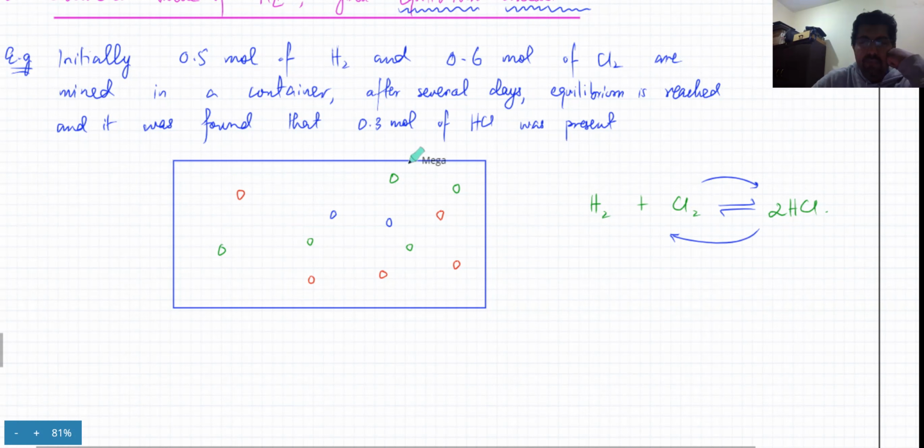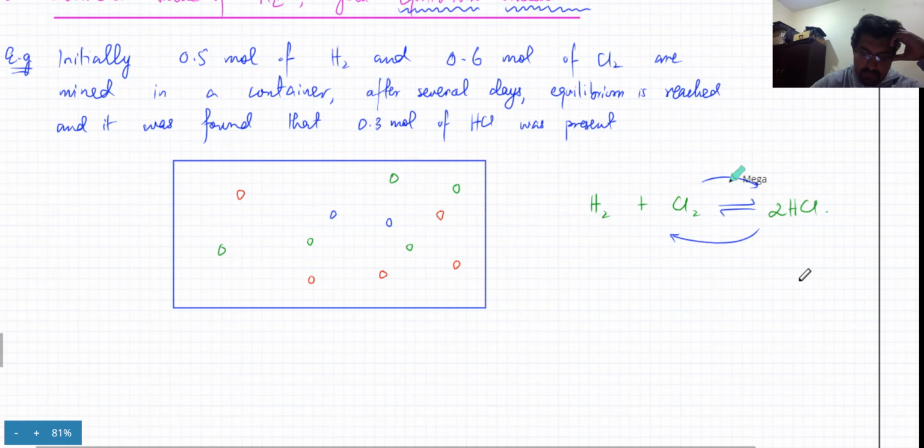So the main point is that we need to figure out what the situation is at equilibrium. Once the rate of the forward reaction and the rate of the backward reaction become equal, the quantity would not change. I mean, if X number of molecules of H2 and Cl2 are reacting to produce HCl, the same amount would be formed back again. Forward and backward would become equal.